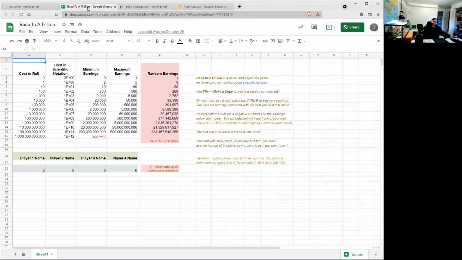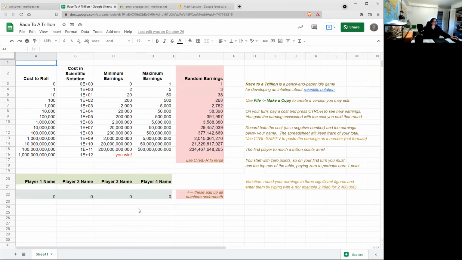So the race to the trillion game is bigger. If you've played idle games like Cookie Clicker, they do this sort of thing. I made a spreadsheet because I'm a boring math person. And how the spreadsheet works is we're going to have 4 of you play a game trying to get as many points as you can. So if you want to play, raise your hand in Zoom or shout out or something like that, and I will put your name here.